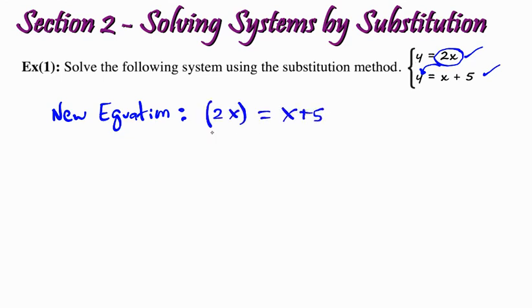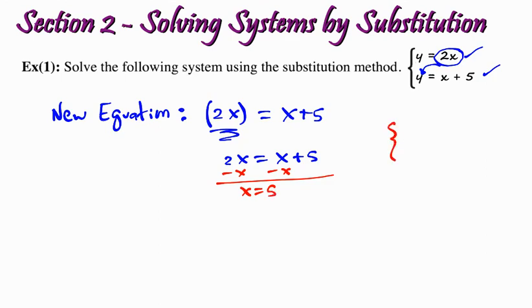Notice I use parentheses whenever I do a substitution. That means that it replaced something else that was there. Now I'll take the parentheses away so I can simplify. We can subtract x from both sides to combine like terms. We get x is equal to 5.